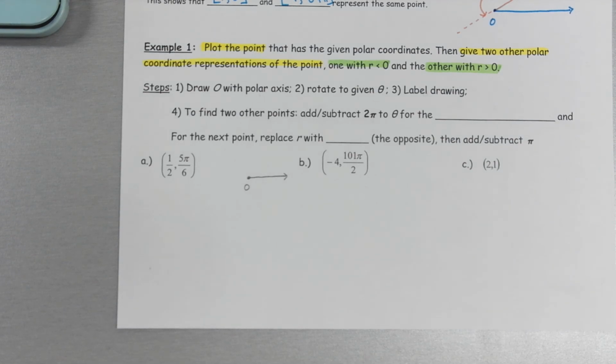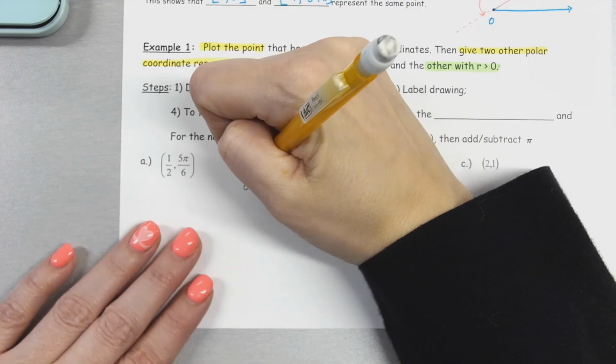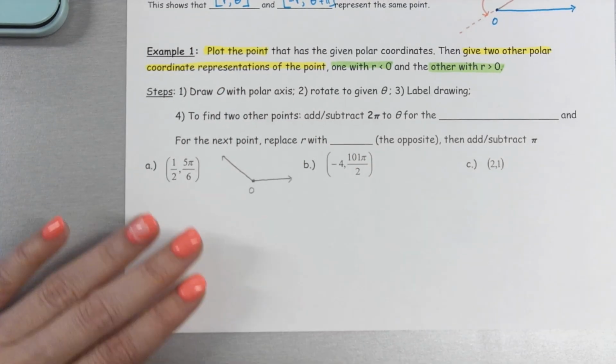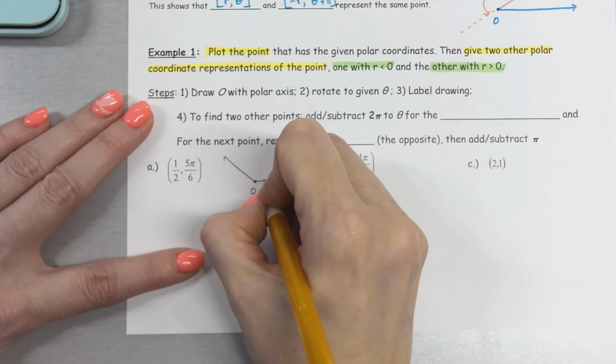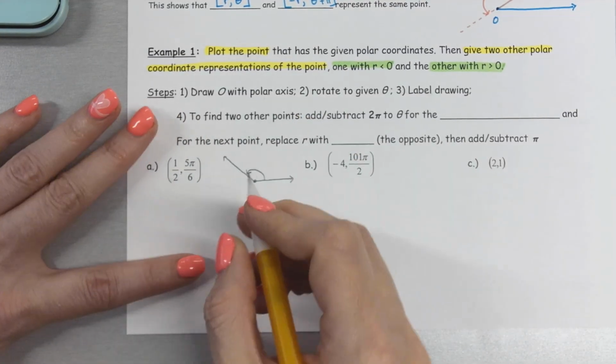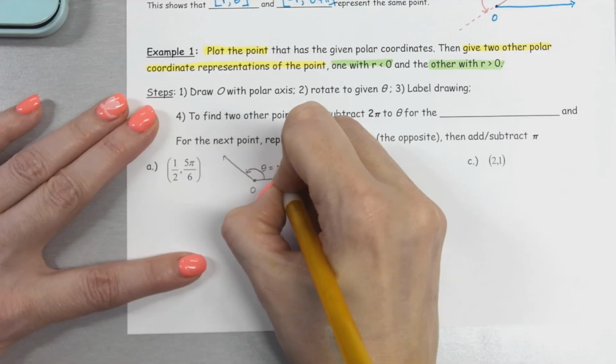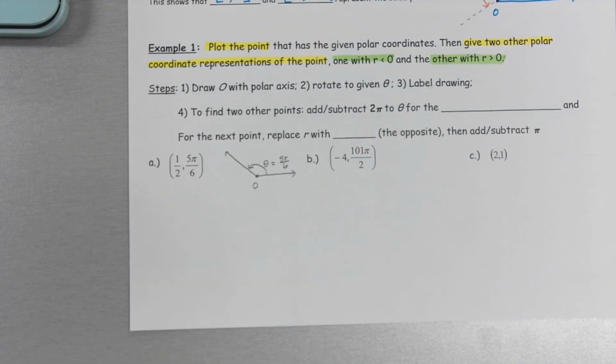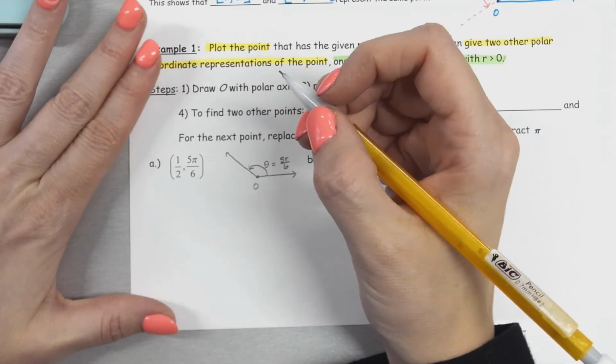All right, then we're going to draw the angle. So that is 5π/6. So that is 30 degrees away from a straight angle. And the way that you notate that is you draw the angle and you identify that theta is 5π/6. That is step 2. So step 1, you draw the polar axis with the pole. You're going to rotate to theta, and then you're labeling your drawing. So in this case, it's 1/2.